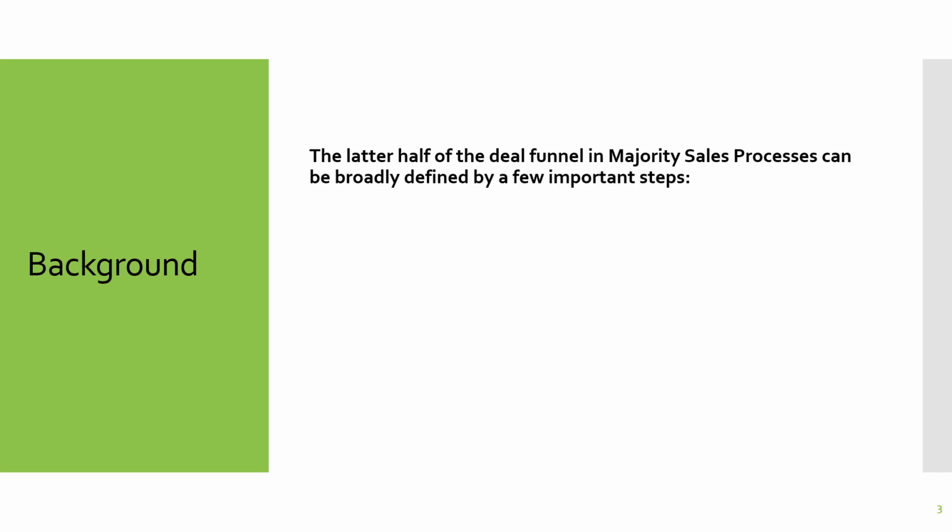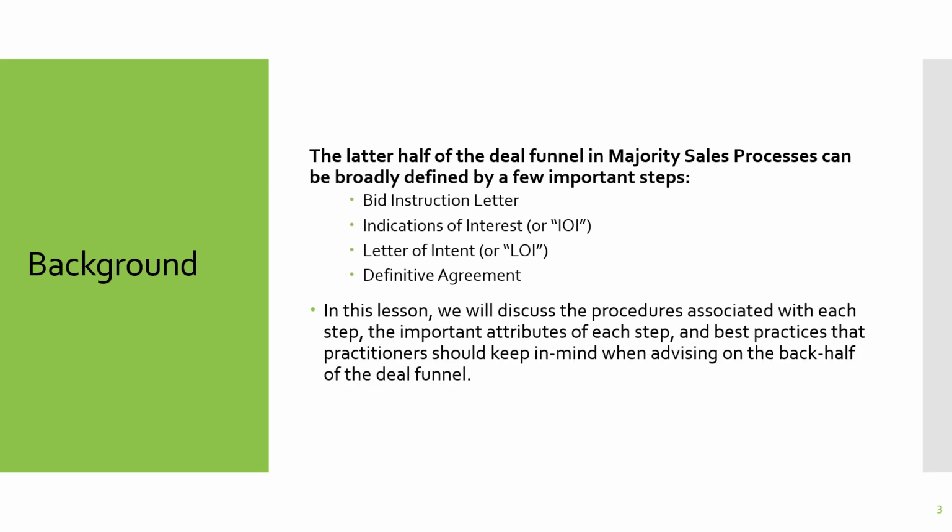Background. The latter half of the deal funnel and majority sale processes can be broadly defined by a few important steps: bid instruction letter, indication of interest, letter of intent, definitive agreement. In this lesson, we will discuss the procedures associated with each step, the more important attributes of each step, and the best practices that practitioners should keep in mind when advising on the back half of the deal funnel.